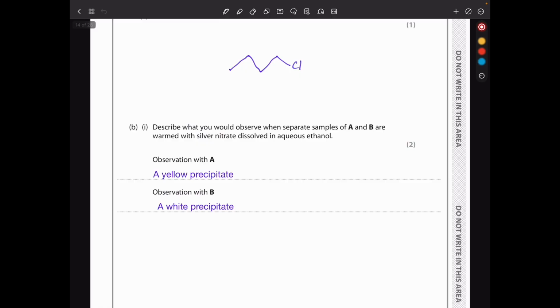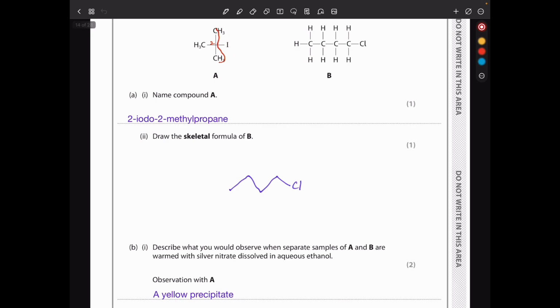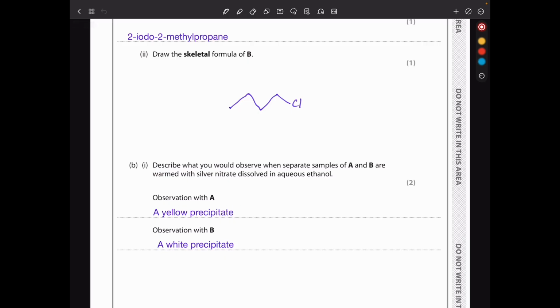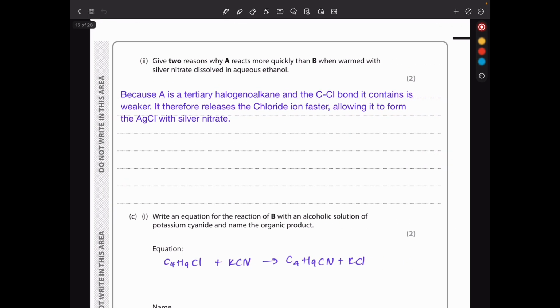Next they say describe what you would observe when separate samples of A and B are warmed with silver nitrate dissolved in aqueous ethanol. Now sample A has iodo, so when we use silver nitrate, the iodide is going to react with silver to give us silver iodide, which is yellow. With B, which is chloro, of course, a white precipitate is going to be formed, and that is silver chloride.